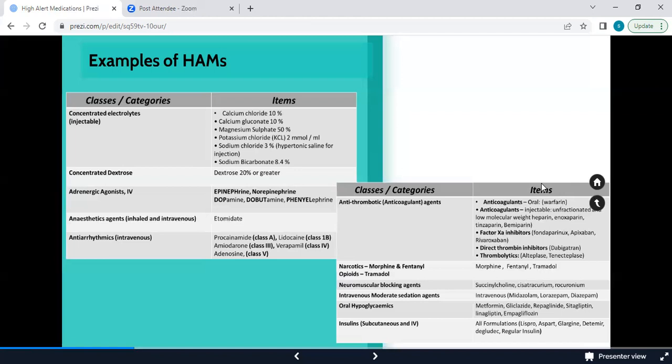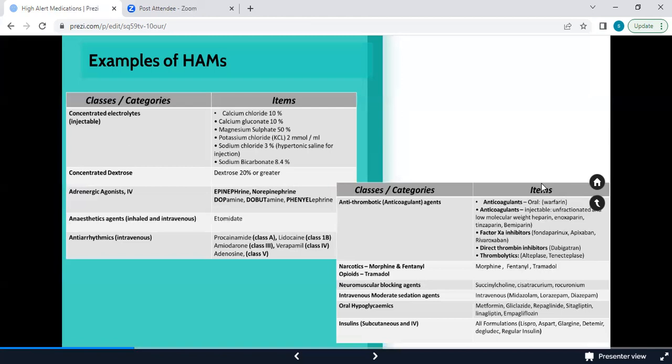And then the third class of agents is adrenergic agonists, which are intravenous, okay, and here we encounter these medications not only as high alert medications, but they are also called look-alike and sound-alike medications. Look-alike and sound-alike medications are medications which also pose increased risk, okay, when they are used in error. Why? Because either they sound alike, or in their packaging they look alike.